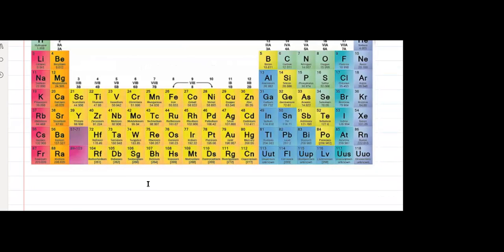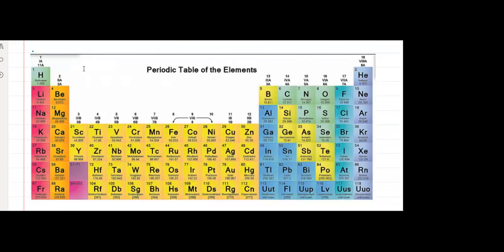So first thing: these horizontal rows are periods. How many periods do we have in a periodic table? 7. And the vertical columns are your groups. So how many groups do we have? 18. Okay, very good.